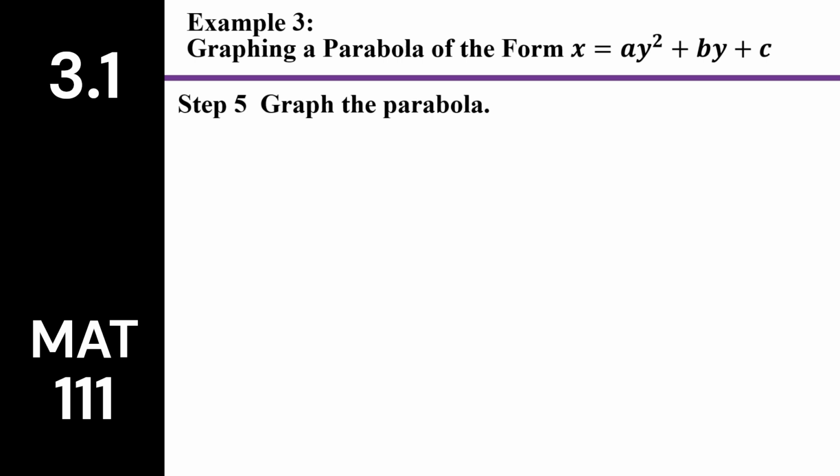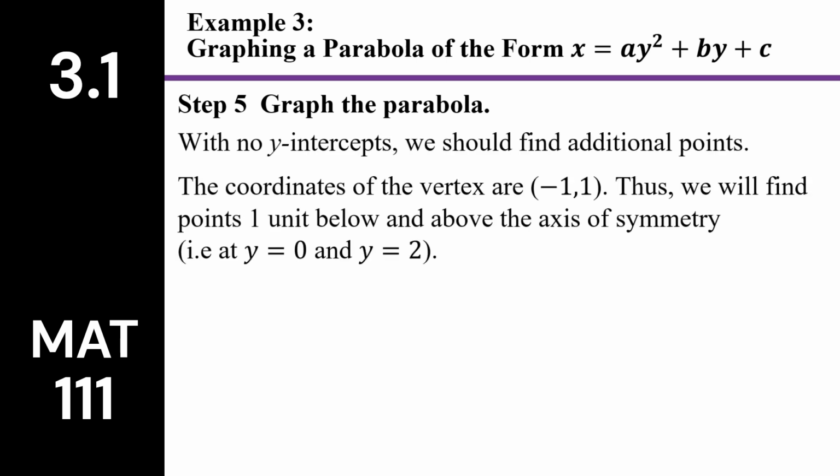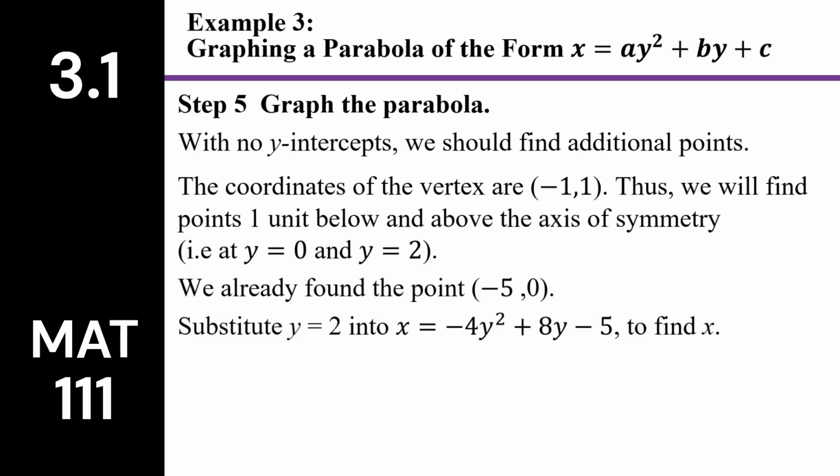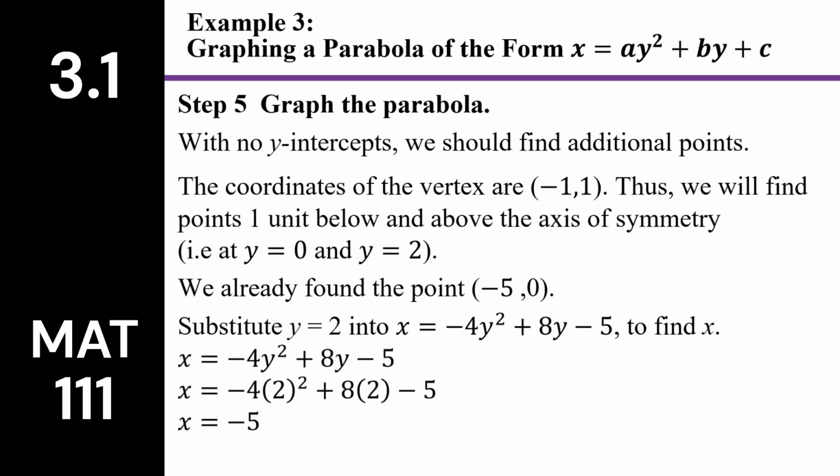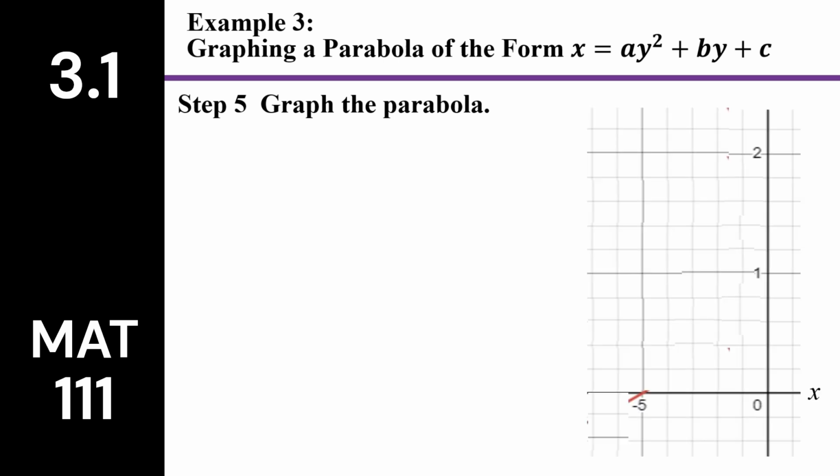Step 5 is to graph the parabola. But with no y-intercepts, we should find some additional points. The coordinates of the vertex are (-1, 1), so we can find points 1 unit below and 1 unit above the axis of symmetry, y equals 0 and y equals 2. We already found the point when y was 0, so now let's find the point when y is 2. We substitute it in, and it gives us a corresponding x value of -5, so we have the point (-5, 2). And now we're ready to graph the parabola.